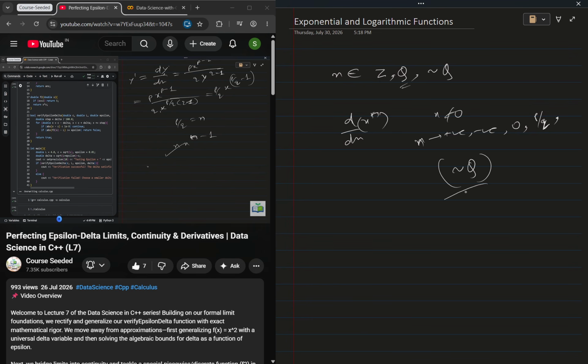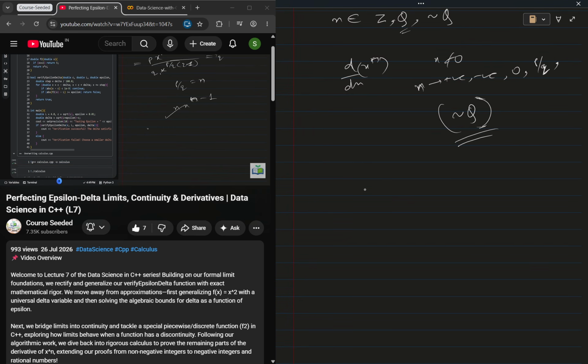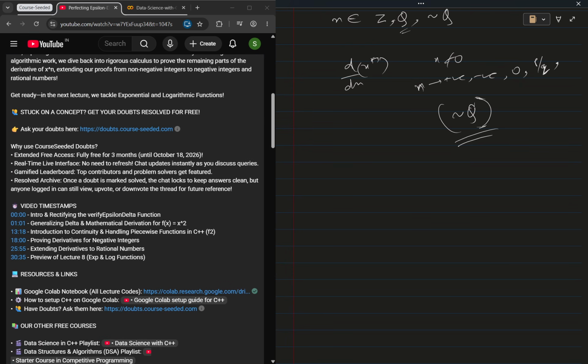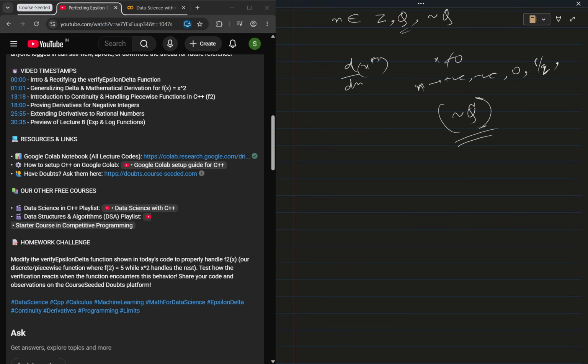So we quit our lecture yesterday at this point, but before solving anything further we have to understand exponentiation and logarithm functions. But before that we have to first solve our homework question, which I published over here. So you have this homework question: modify and verify epsilon delta functions shown in today's code.